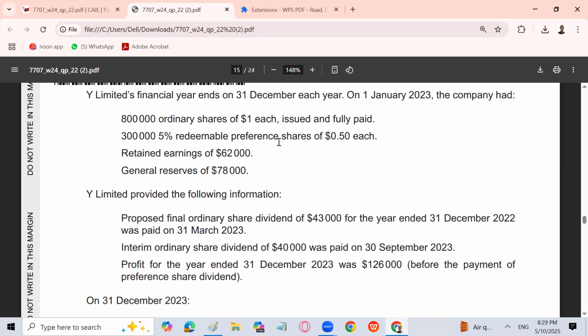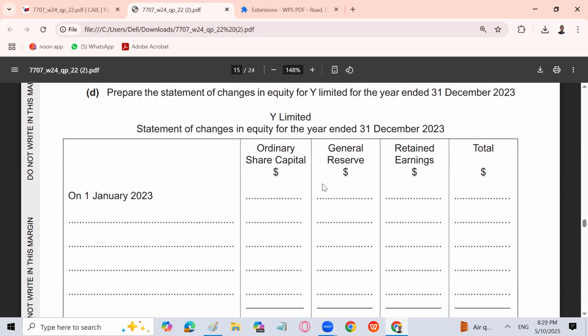Always remember, the redeemable preference share per face value is 0.5, so that is 150,000. Retained earnings 62 and general reserve 78,000. So let's write it down.